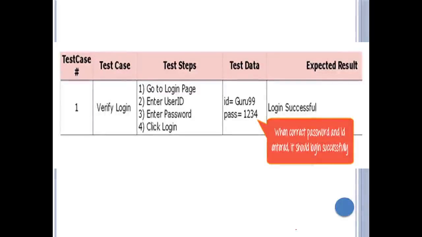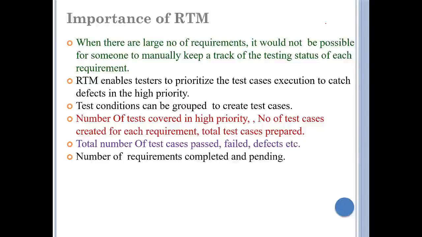This is the example of test case which we have already seen in the previous topics. Test case, test steps, data, and what is your expected result and your actual output. So what is the importance of requirement traceability matrix?